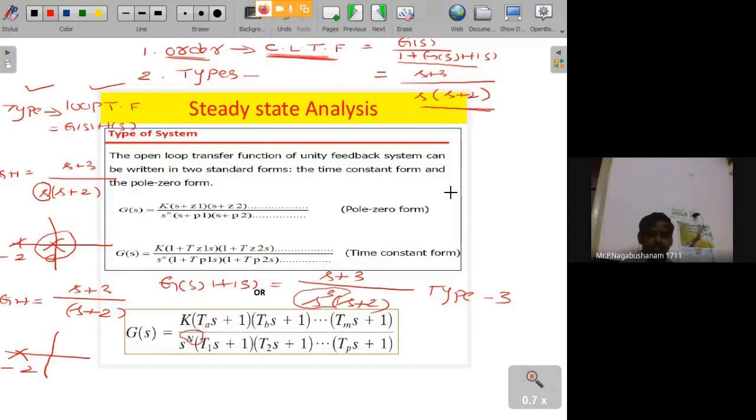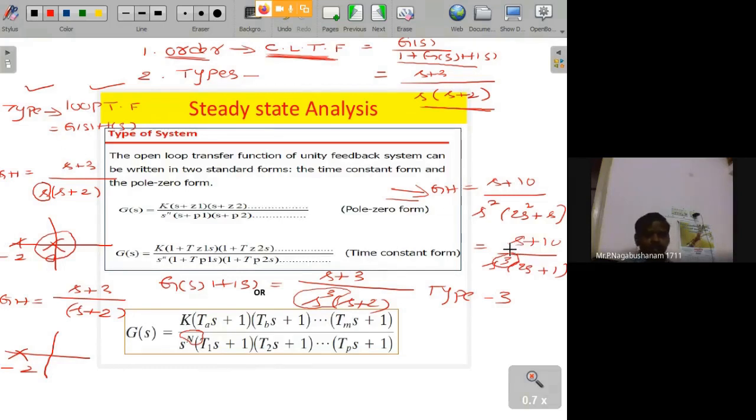One more example, which they sometimes ask in exams. G(s)H(s) equal to (s plus 10) divided by s square into (2s square plus s). What is the type number now? Anybody can answer? It is 3. Why? Because it is not only s square, already s is there in the second factor. Take that s outside: (s plus 10) divided by s cube into (2s plus 1). That gives the number of poles at origin.